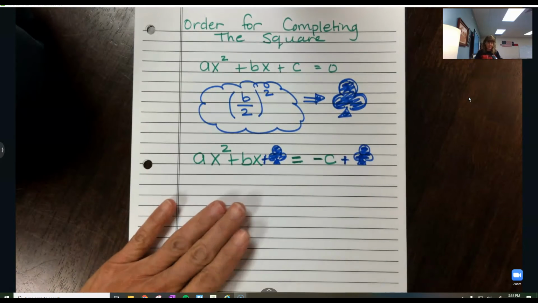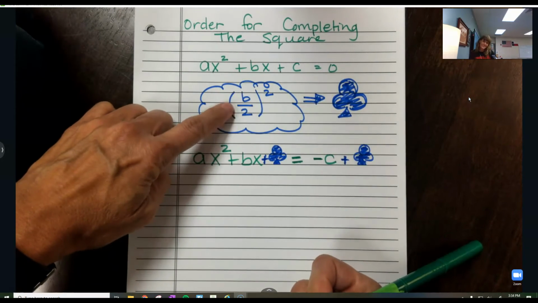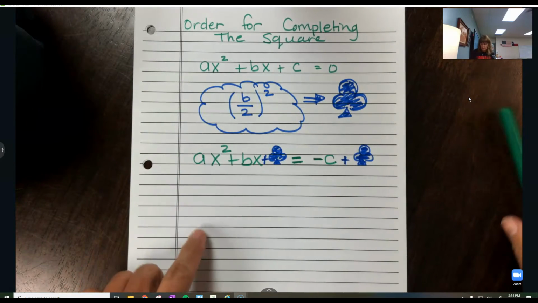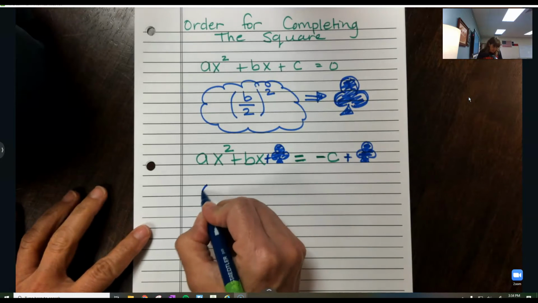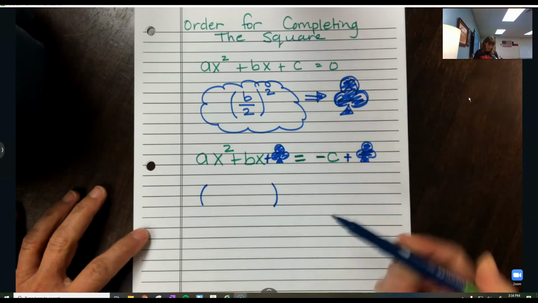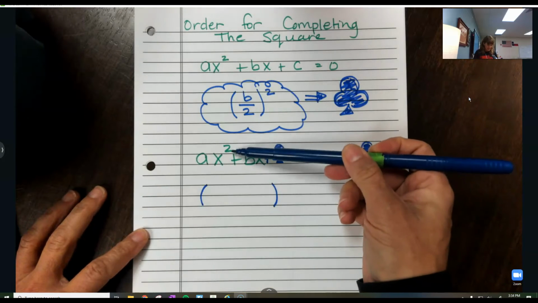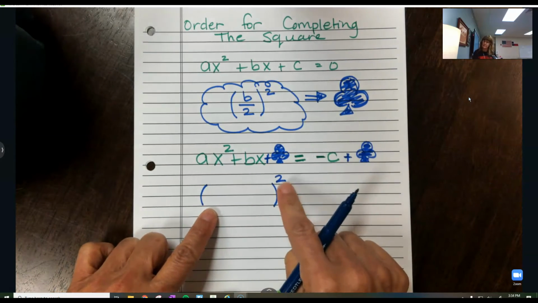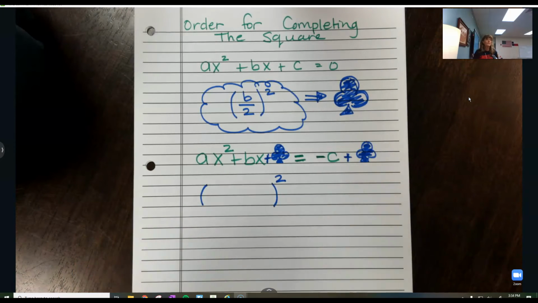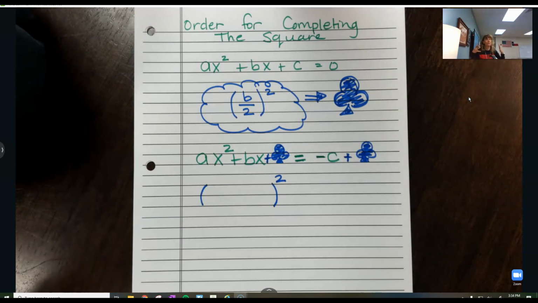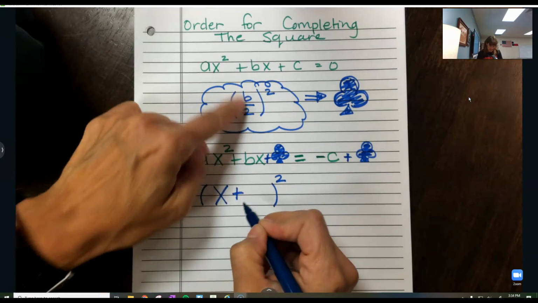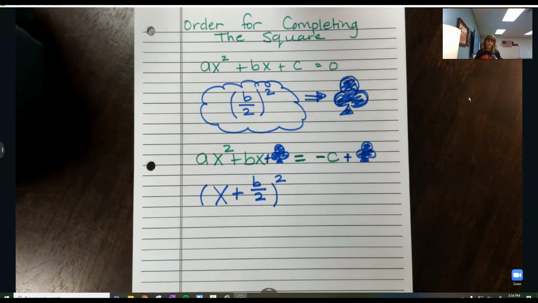Our next step is we're going to go back to this value and write this in factored form. So I'm going to draw some parentheses. And this value right here, there's 2 x's. I'm going to remind myself that there's a 2, it's just going to go on the outside. This is where parts of the vertex form start showing up. This is going to be x plus b divided by 2. So that starts showing up there.